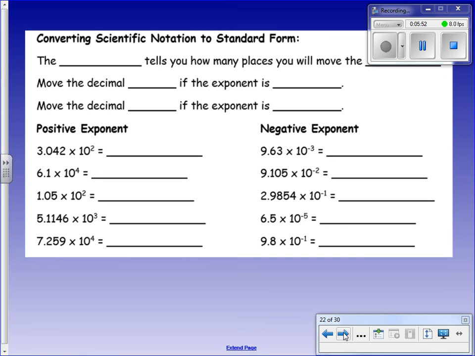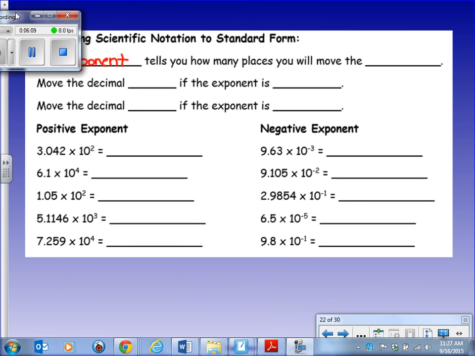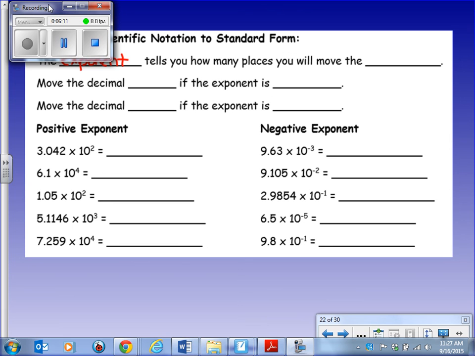All right, so let's go ahead and take a look at your notes. We are going to fill these in. It says the exponent tells you how many places you will move the decimal. So that space up there should say decimal. Let me get this out of the way so I can write that.